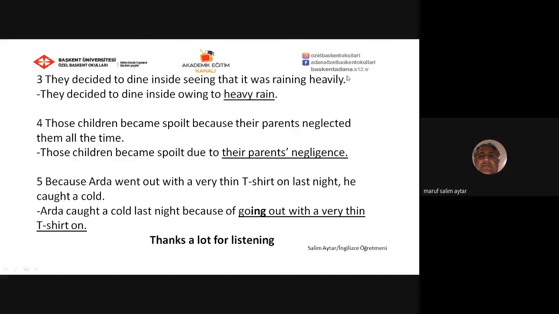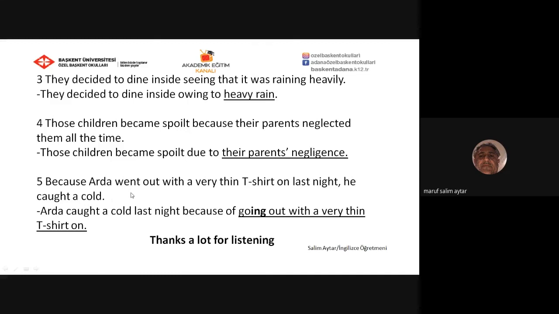4. Those children became spoiled, okay, due to what? Those children became spoiled due to their parents, showing possession, due to their parents' negligence. We make it into a noun, negligence, because their parents neglected them. That is the noun form of the verb to neglect, negligence.